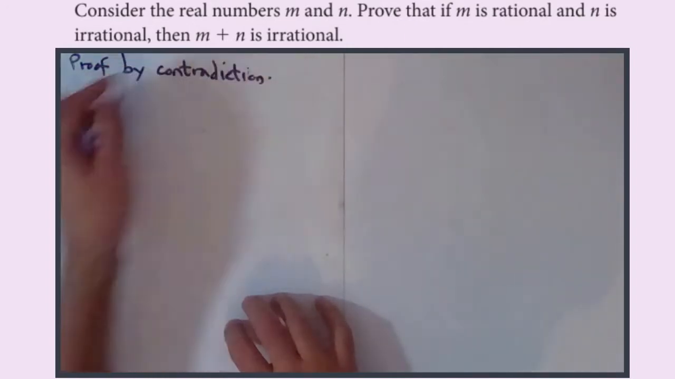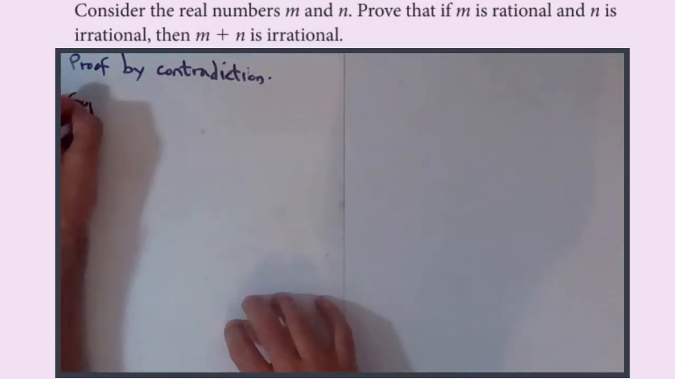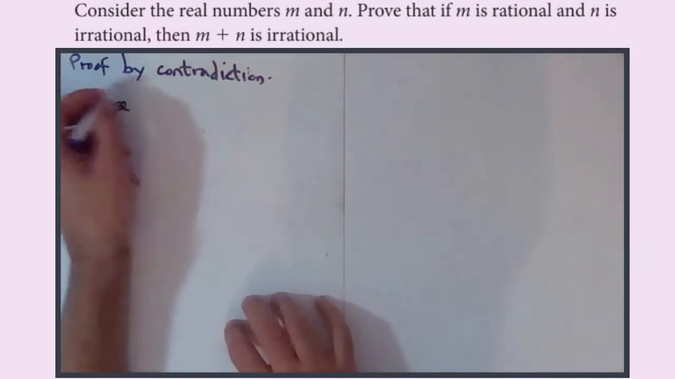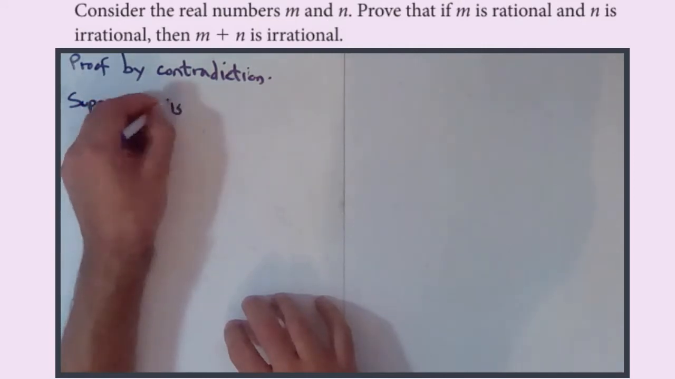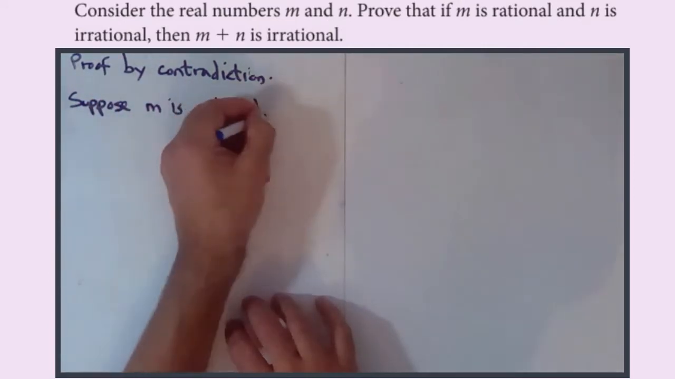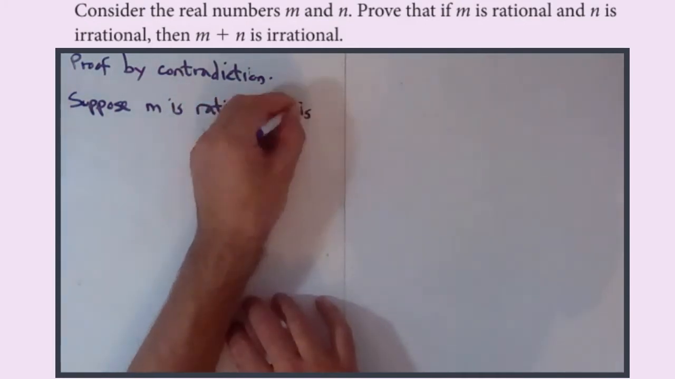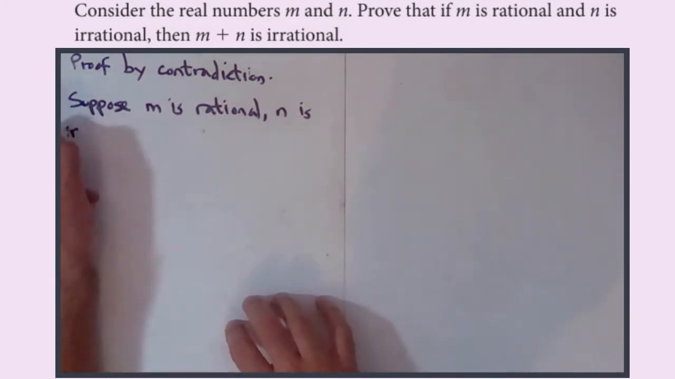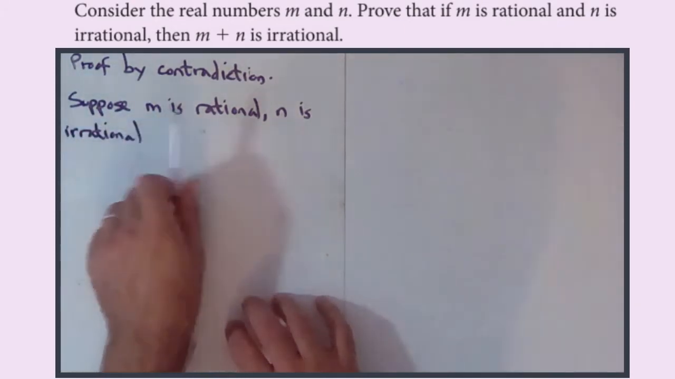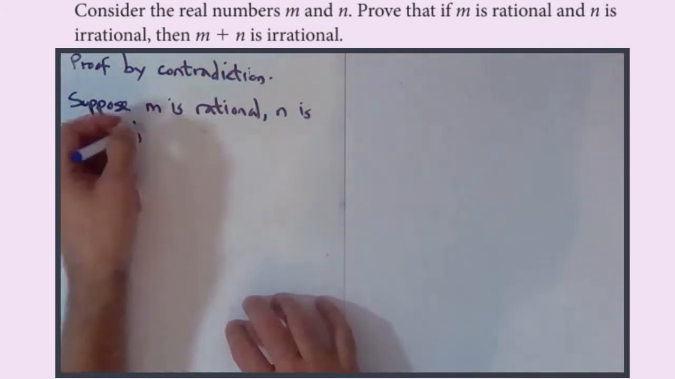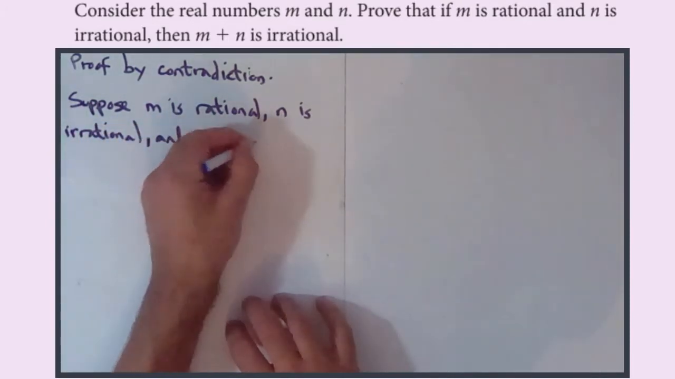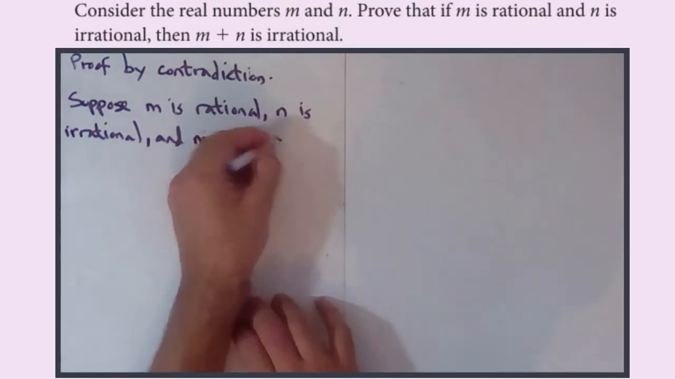And what we're going to do, we can write: assume or suppose m is rational, n is irrational. So that's everything that we were told already, and m plus n, we're going to suppose this is rational. We were told it was irrational.